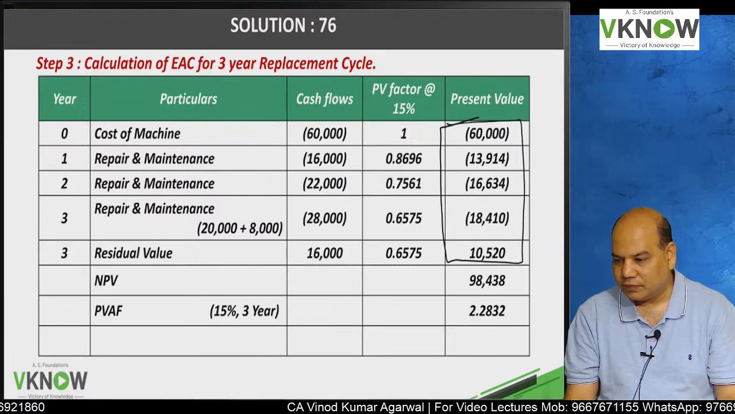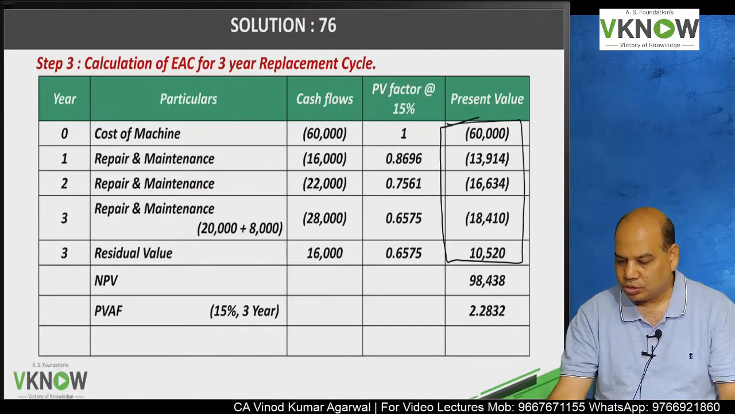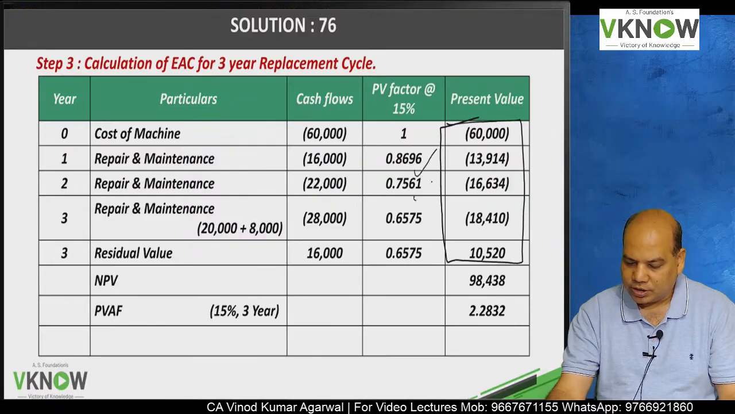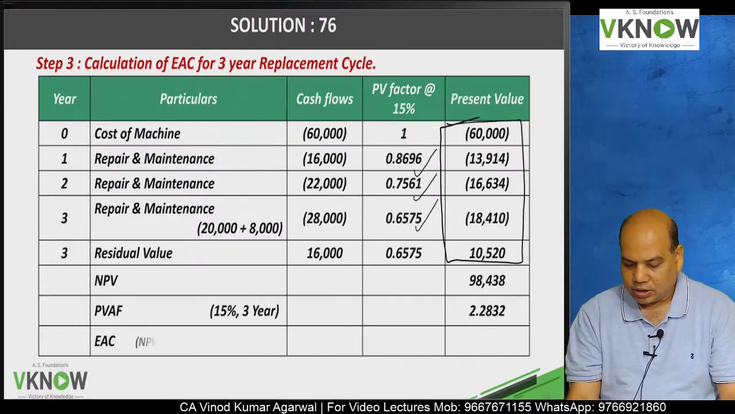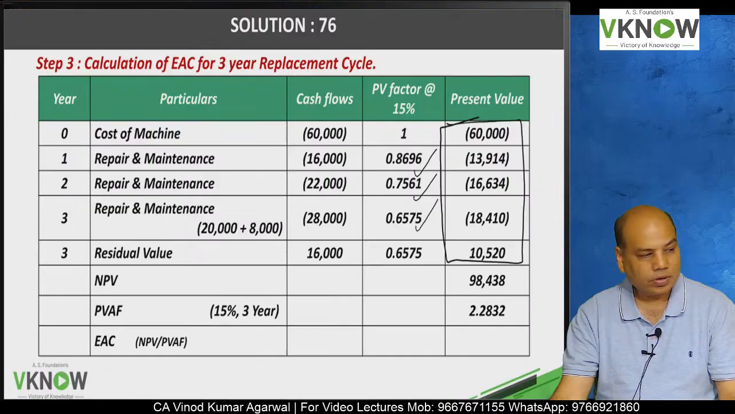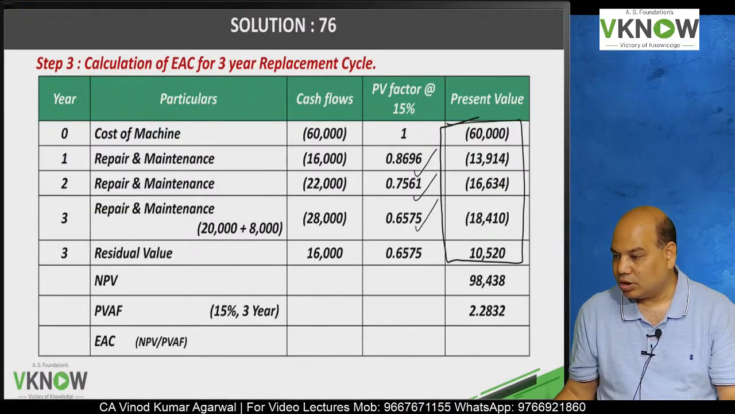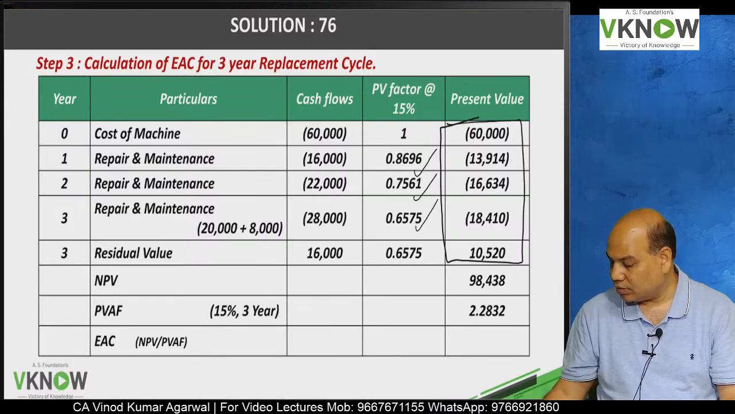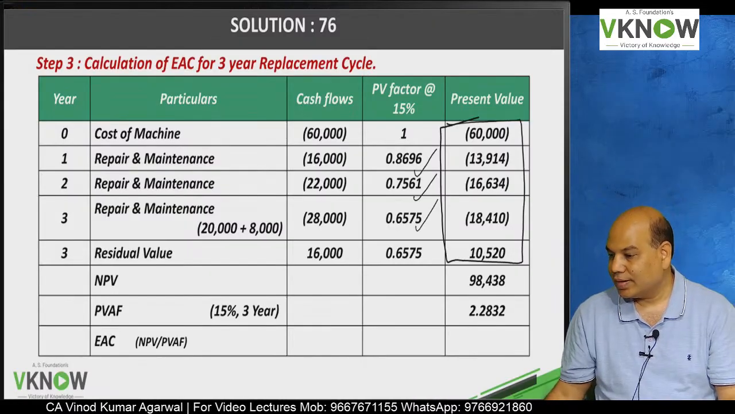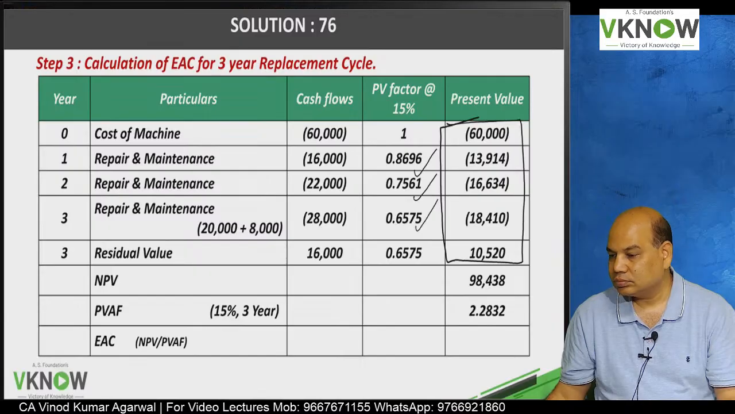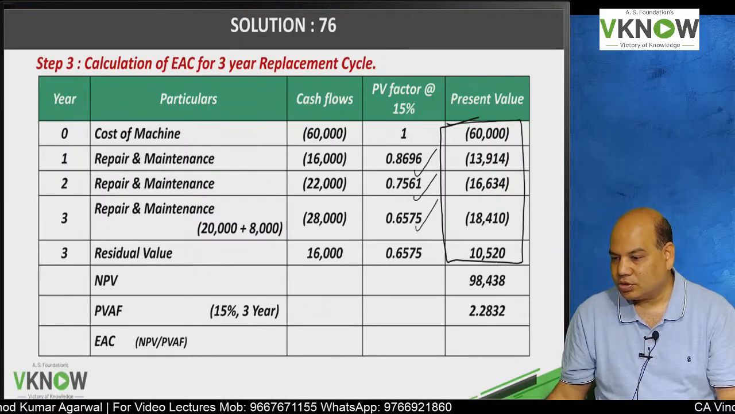PV annuity factor at 15% for 3 years is 2.2832. Add these 3 numbers and tell me the EAC. If you tell me the EAC, then only I will proceed further. Otherwise, I am not. EAC of the 3rd solution.